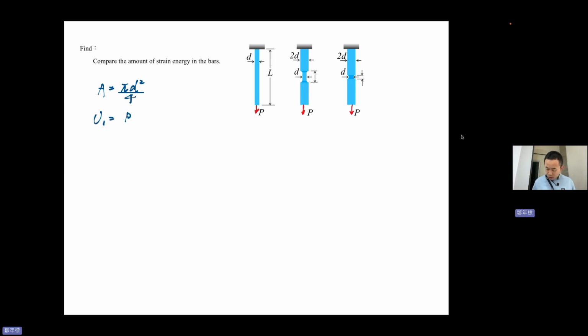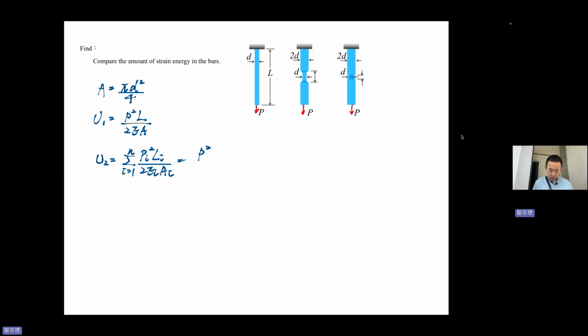U1 is really standard, right? So we just need to substitute the formula: U1 = P squared L divided by 2EA. So this is U1. We just memorize it. How about U2? U2 = sum over i from 1 to N of Pi squared Li divided by 2EiAi. So each section.